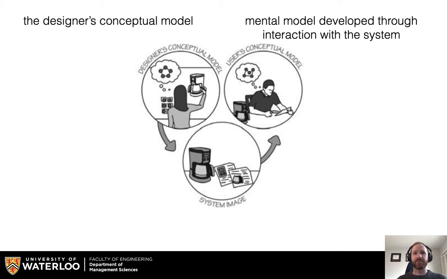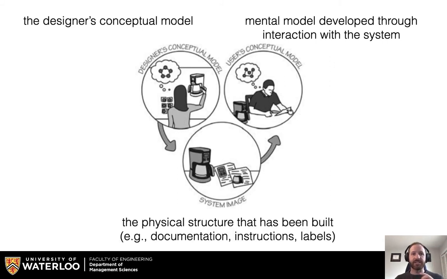By interacting with this coffee maker, they have an idea of how things work. But you can see the layout of what the designer's thinking about and what the person using the coffee maker is thinking about isn't quite the same. It might be similar, but the user's conceptual model is incomplete. And the way that it's mediated is through the physical structure that has been built, or the perceived structure that's been built. This is called the system image.